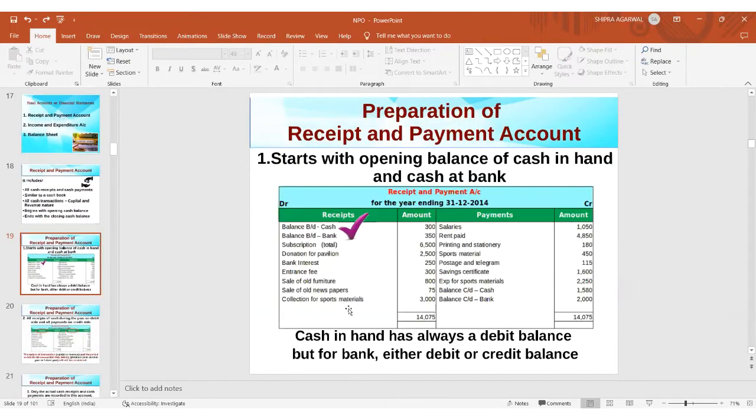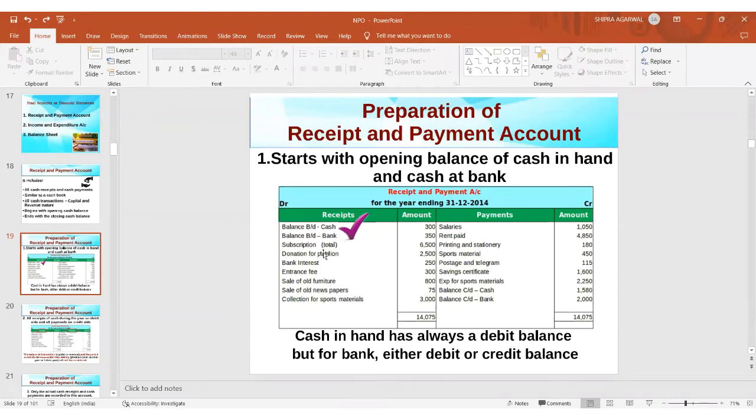You can just have a look. As I told you, it starts with the opening cash in hand. When I'm talking about the term cash in hand, bank balance is also taken into account, right? So you can just have a look over here. I put a tick mark over here. Balance brought down cash, balance brought down bank.